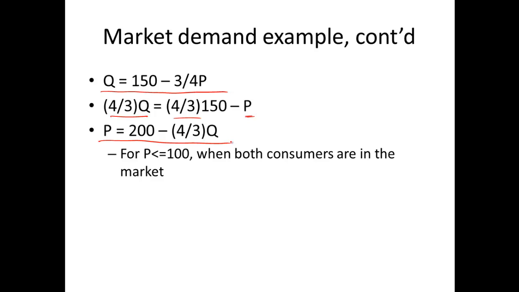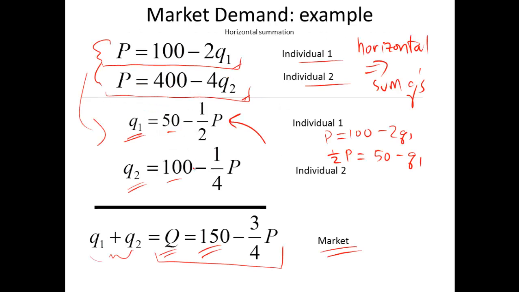Now one little geeky note to make here is that this is really only true for prices less than or equal to 100, when both consumers are in the market. If I just flip back quickly, if you look at these demand curves, P equals 100 minus something and P equals 400 minus something. Well, at prices above 100, individual 1 is not in the market. So only at prices below 100 are both individuals actually in the market.